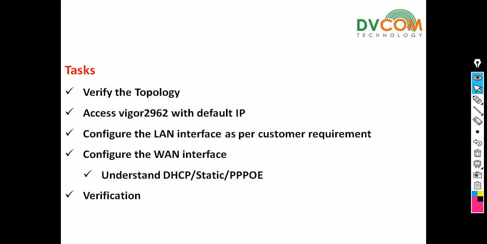Whenever you configure the WAN interfaces, make sure you are clear about what type of WAN connection you are going to get from your service provider. Some service providers give you the IP address through DHCP, and sometimes they give you a static IP. A static IP means you get an IP address, subnet mask, default gateway, preferred DNS, and alternate DNS. And sometimes you get a username and password, which is a PPPoE connection, point-to-point protocol over Ethernet. Then let's do the final configurations, and after that verify whether it's working fine or not.